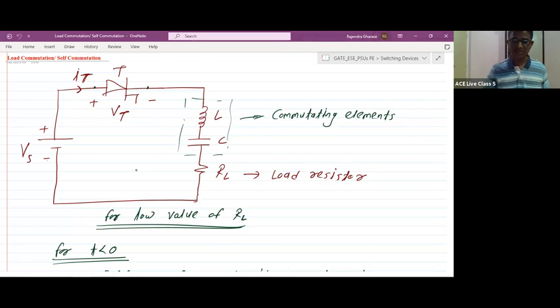But for AC, due to the nature of the supply, the current flowing through the thyristor becomes zero, as well as the reverse voltage is maintained.